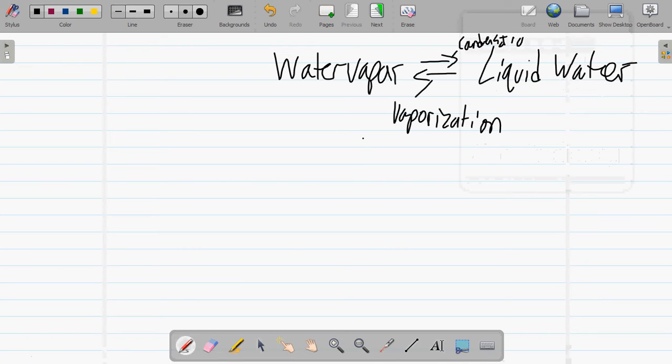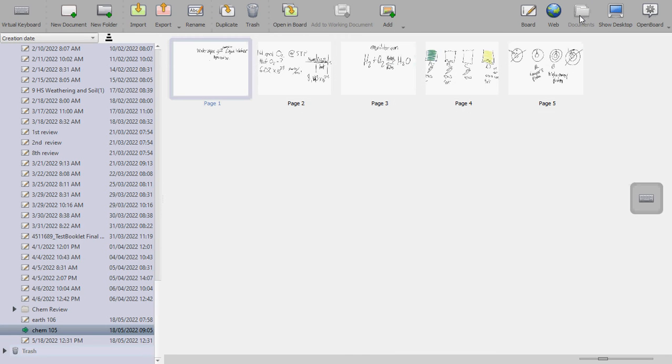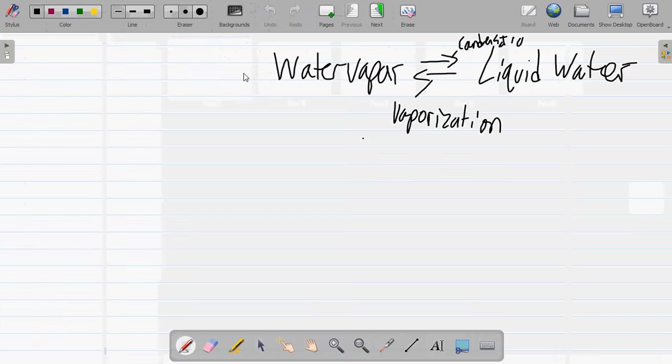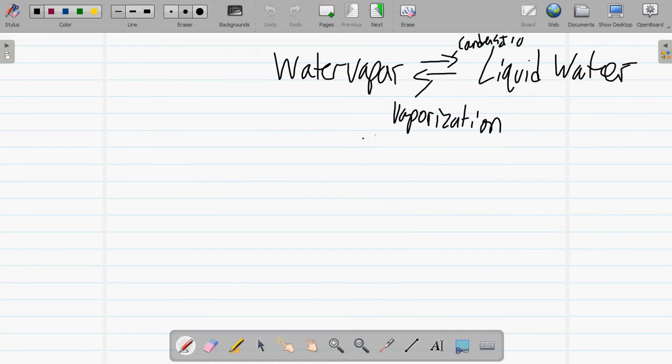Right, so this is going to be Chemistry 106, I believe. Yeah, no, 105, sorry. So, actually, I think it's 106. I'll double check. Anyway, here are the notes.